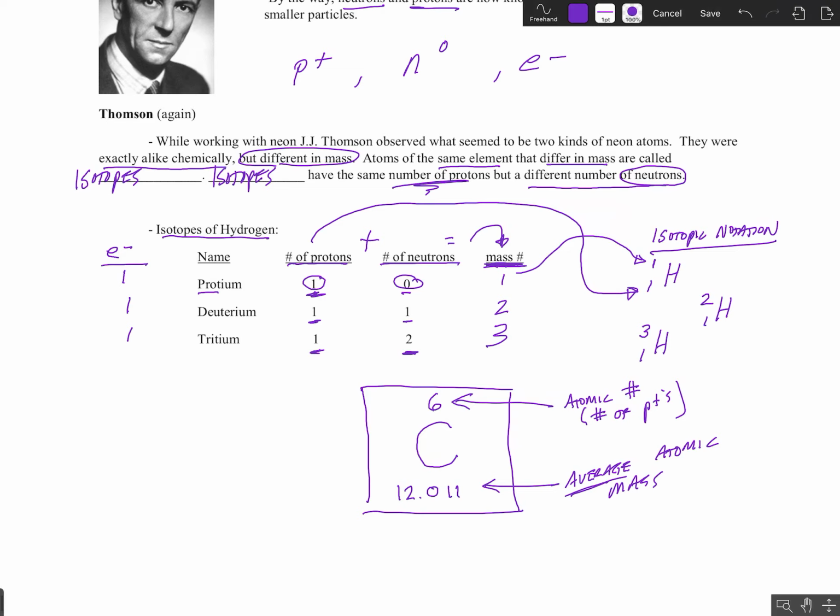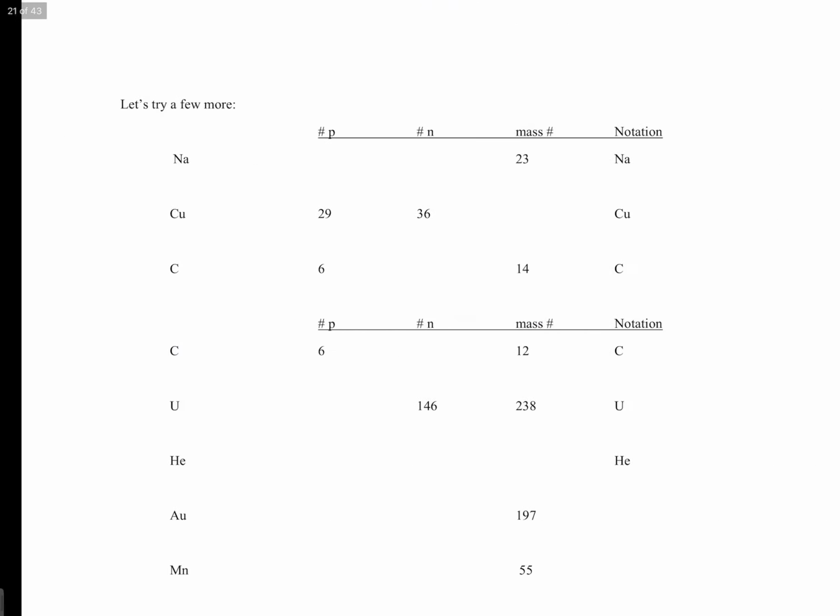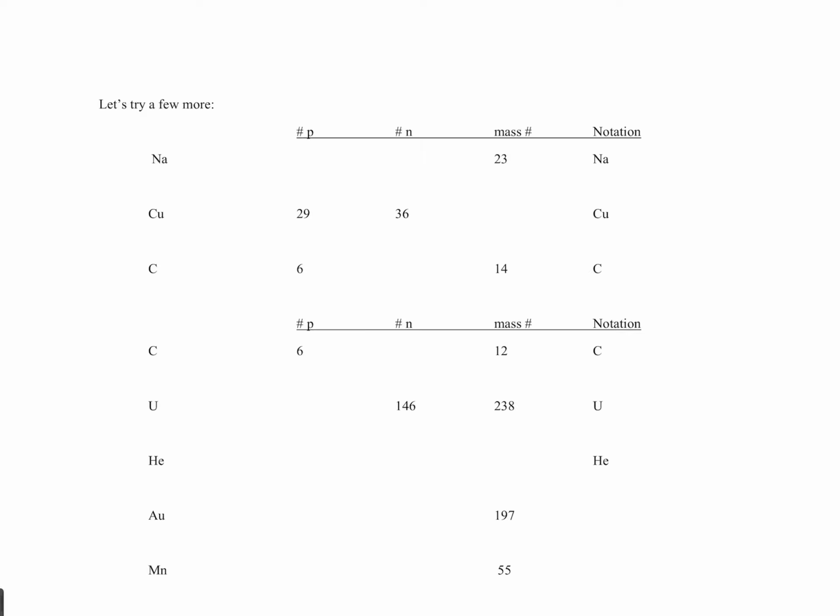Now that we know what isotopes are, I think we can look at some different elements and we can figure out how many protons, neutrons, and electrons they have with a little bit more information. So let's flip over to the next page and let's try a few problems associated with this new term, isotope.